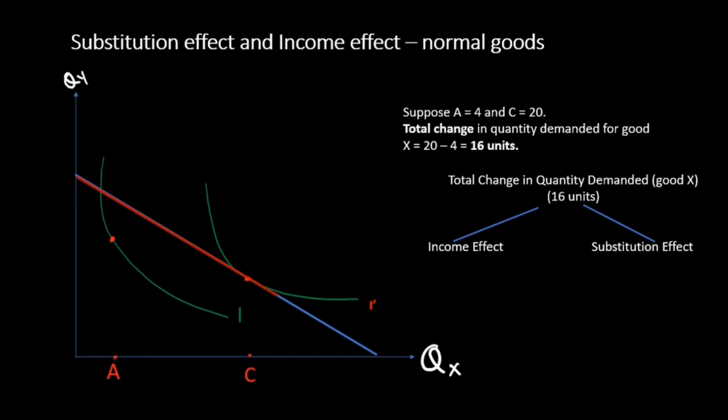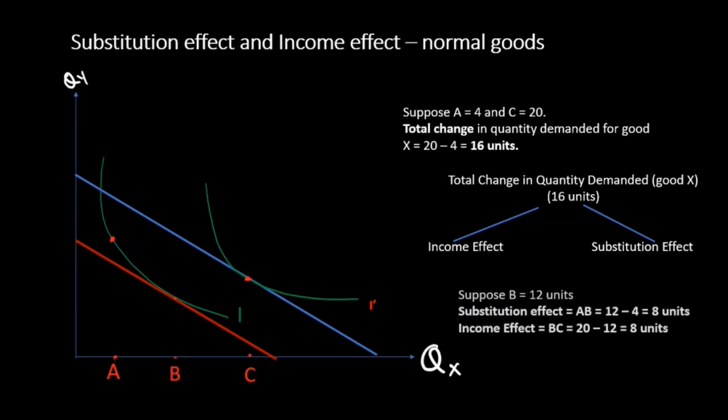I have to come back to my original indifference curve, because that had the most optimal point of consumption given my original budget constraint. So I draw a line which is exactly parallel to my new budget line, but which is tangential to my original indifference curve I. Now I have a new point of tangency. I pull it down and call that B. Now suppose B is equal to 12. B lies somewhere in between A and C. So suppose B is equal to 12 units.